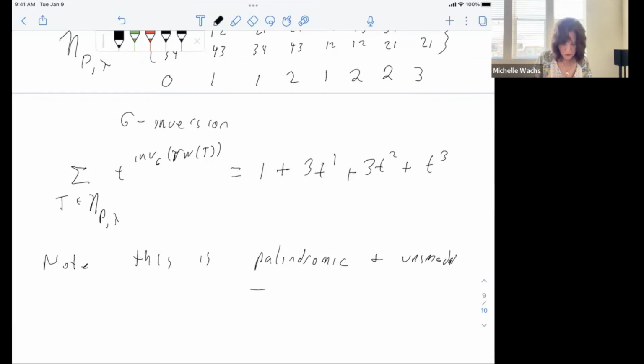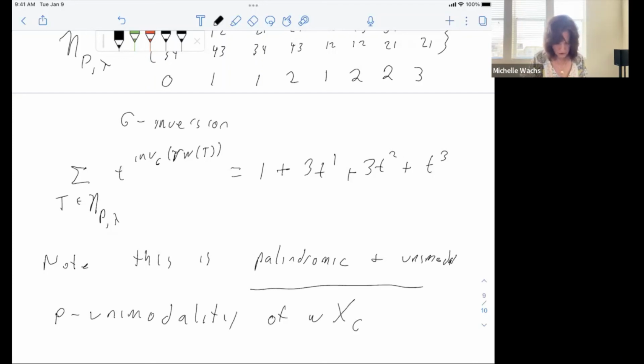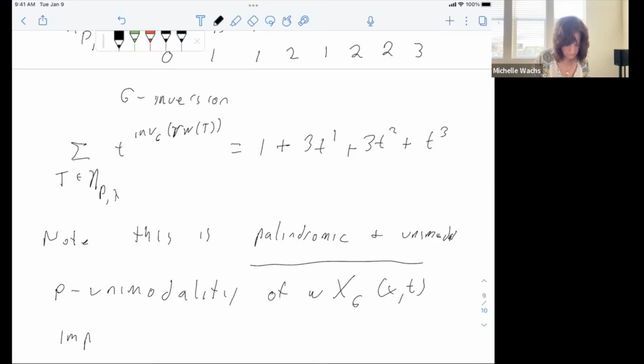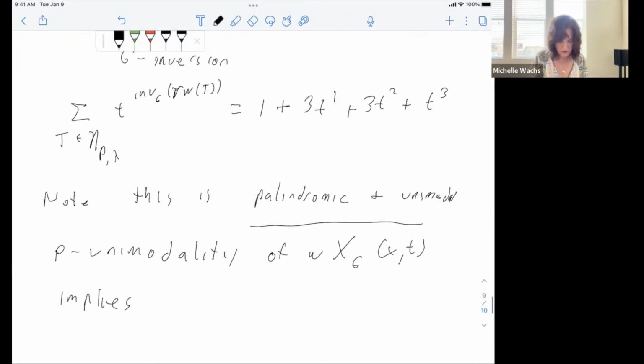And that has to be true. This is P unimodality. If our conjecture is correct, and this has to be true, of omega X_G(x,t), it implies that all the coefficients of the power sum symmetric functions are palindromic and unimodal. And here, these are the coefficients according to the theorem.